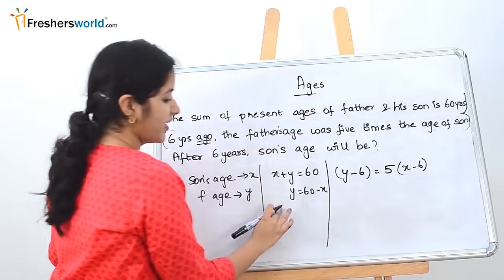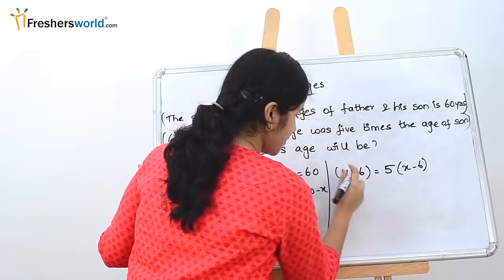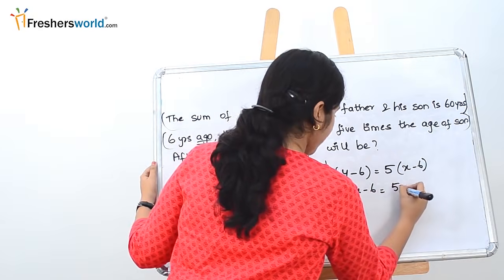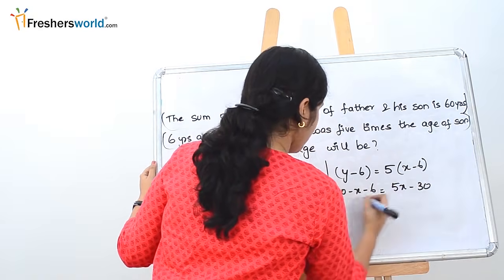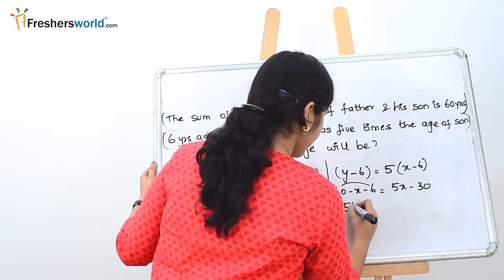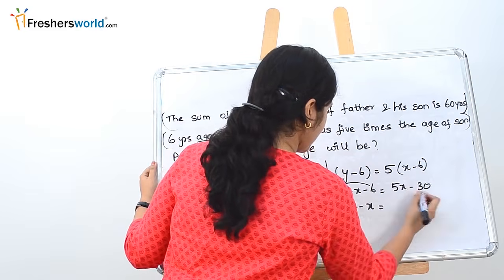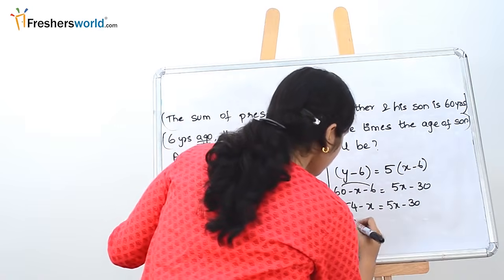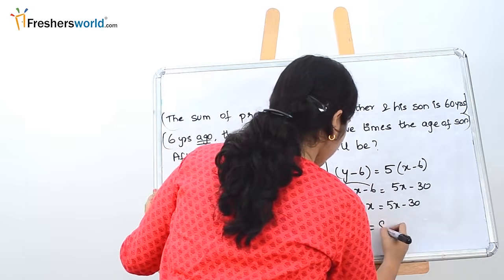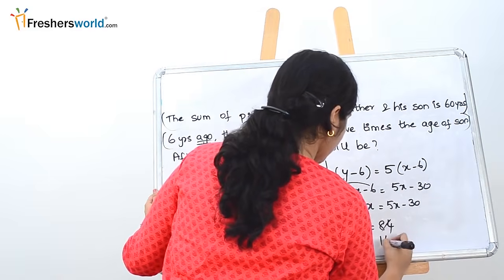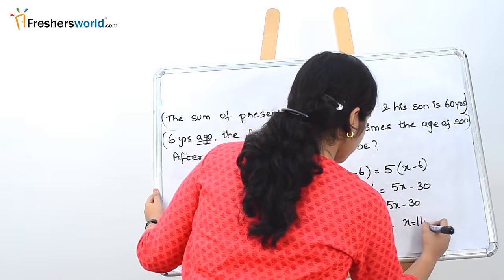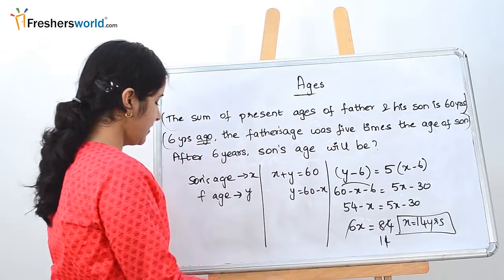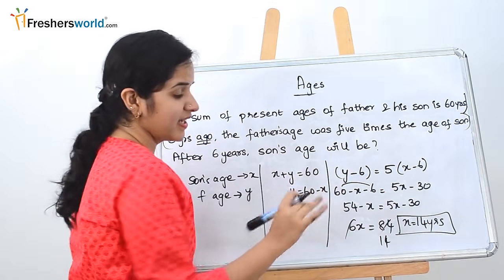So we know that Y is equal to 60 minus X. Substitute it here: 60 minus X minus 6 is equal to 5X minus 30. So 60 minus 6 is 54 minus X is equal to 5X minus 30. So 6X is equal to 84. 6 fours are 24, 6 ones are 6, so X is equal to 14 years. X is nothing but the son's age. So the son's age is 14 years.